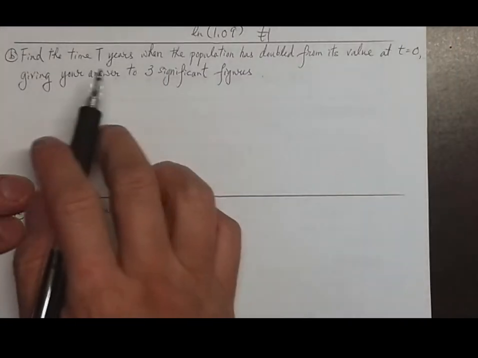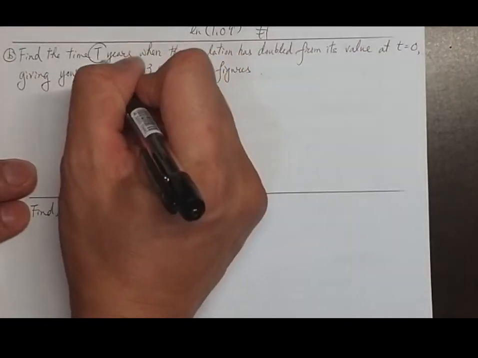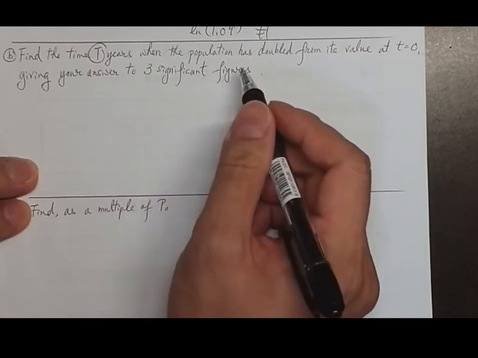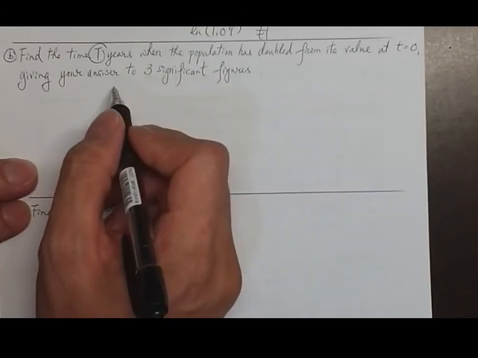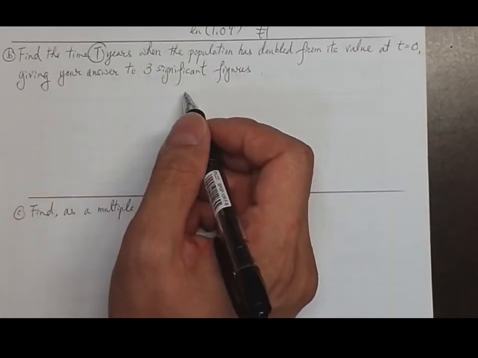Part B. Find the time capital T years when the population has doubled from its value at T equal to 0, giving your answer to three significant figures.